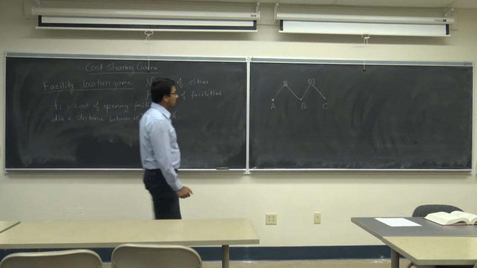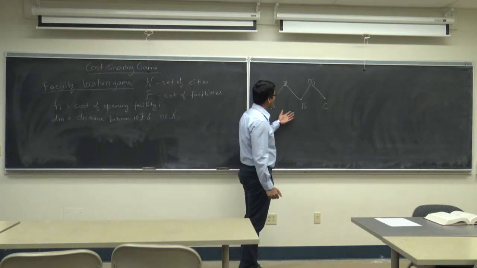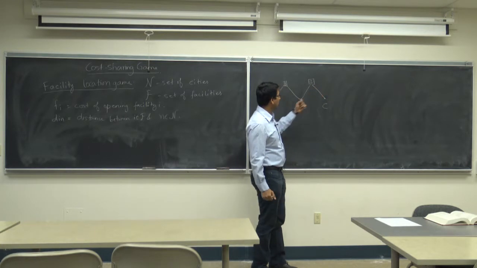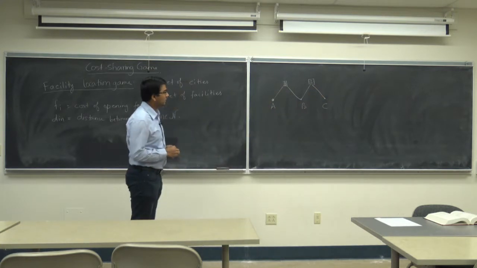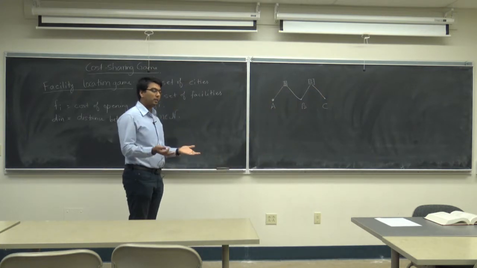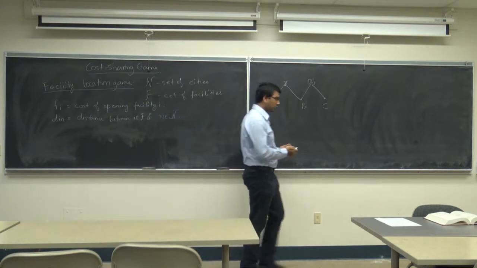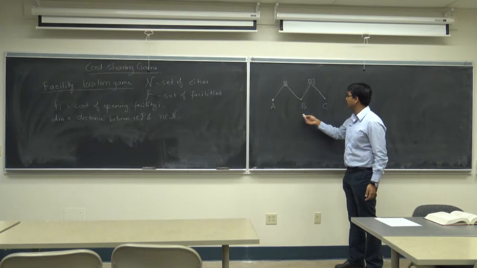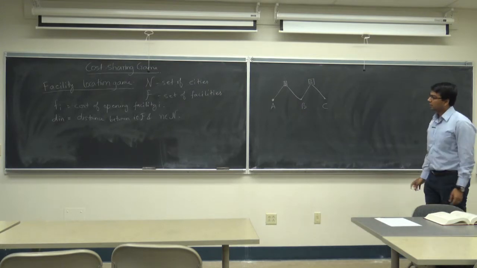So the idea is to look at the cost of opening facility 1 and facility 2, so what makes more sense, and then once you have opened a set of facilities, how should you divide the cost among the residents, among the cities, city A, B, and C. Okay.